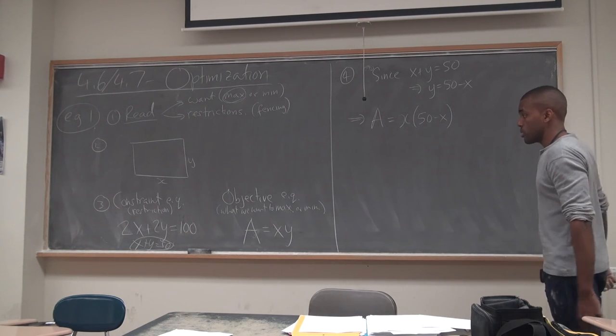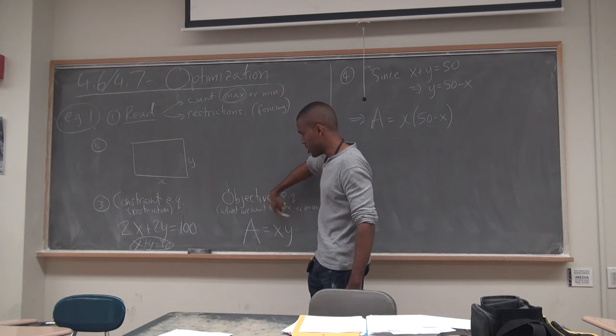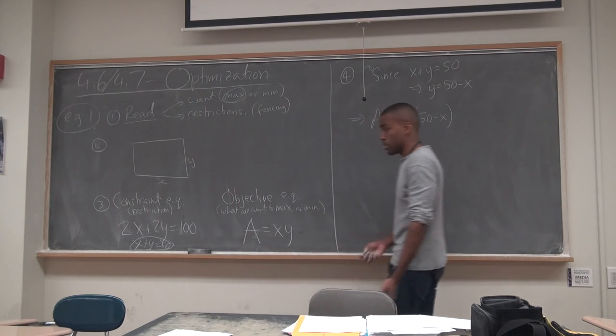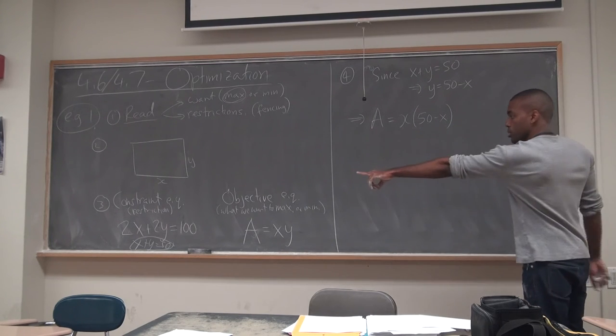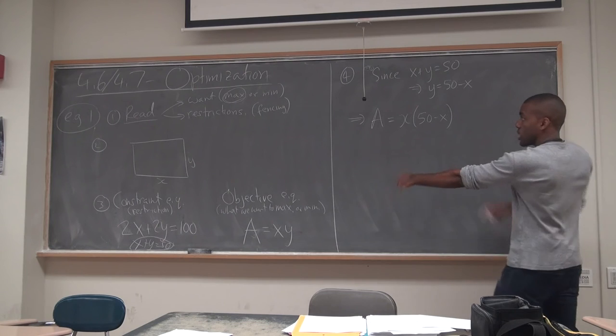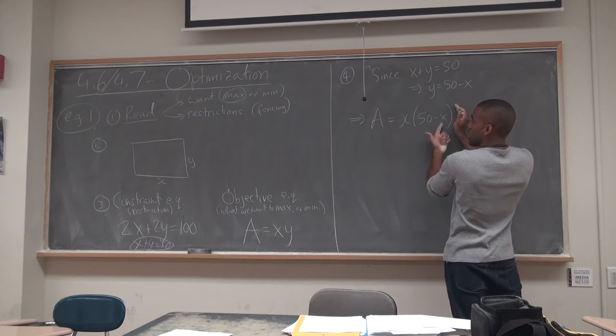It's kind of like a system of equations, but you have more unknowns than you have equations. Notice that you have three unknowns, but only two equations. But the calculus is going to help us get around that. So I'm going to solve for one variable from my constraint, plug it into the objective, so I get this new equation for my objective. The equation now only has one variable, x.